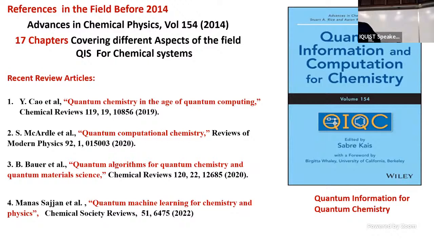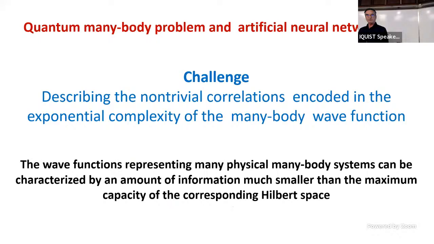So this is just to show what people had done in the field of chemistry back in 2014. We have a summary of 17 chapters, and now there are so many review articles in the field of quantum information for quantum chemistry. I went fast at the end, but this is just to give you an overview of what happened before IBM made their machine available to the public in 2016. So let's get back to quantum machine learning and, again, go back to the challenge.